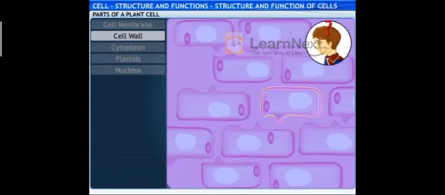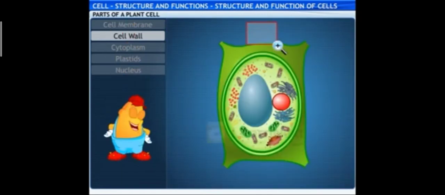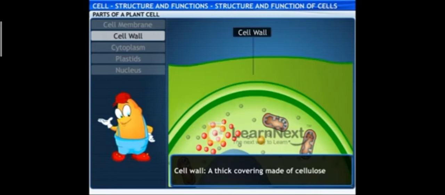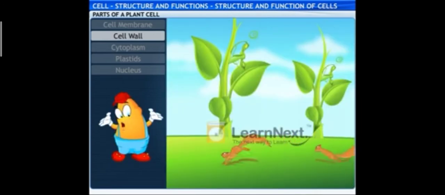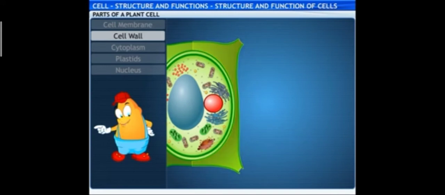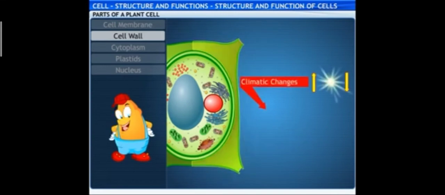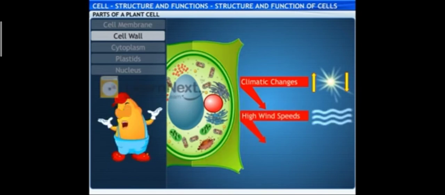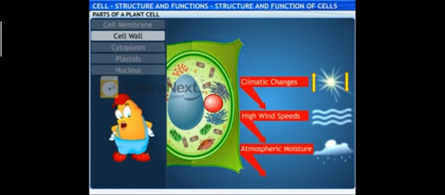I see a thick covering enclosing the cell. What's that? The outer thick layer is the cell wall made of cellulose. Plants cannot move from one place to another. Therefore, plant cells require cell walls to protect the cell from climatic changes like a rise or fall in temperature, high wind speeds, and atmospheric moisture.